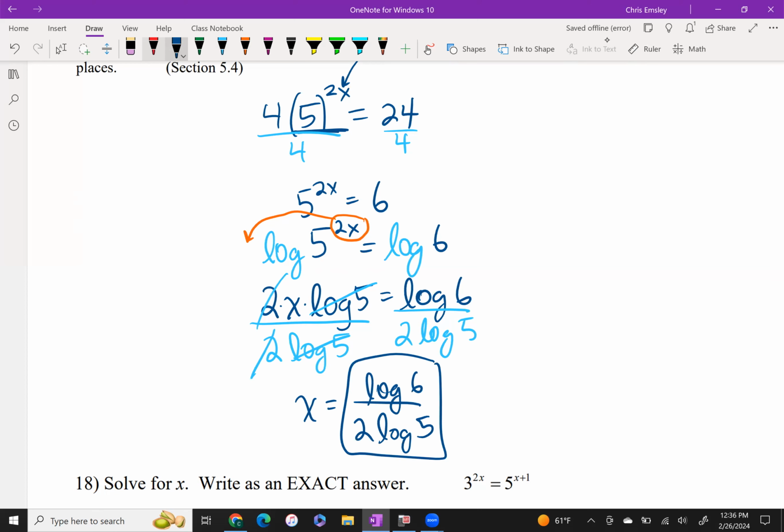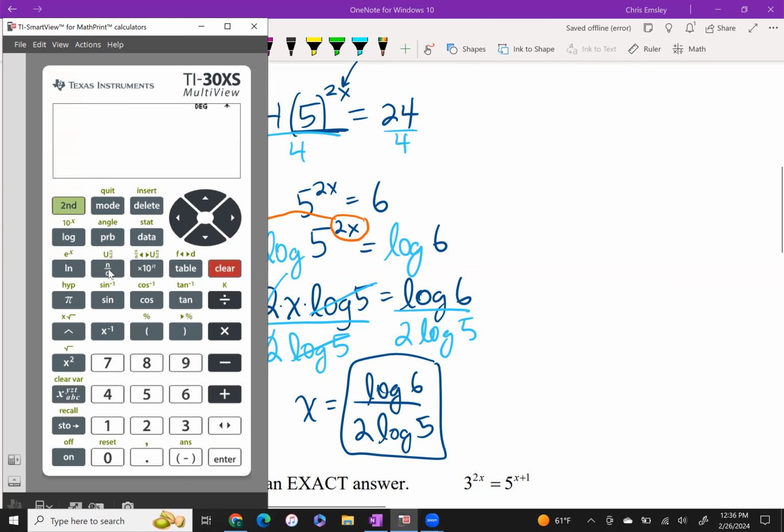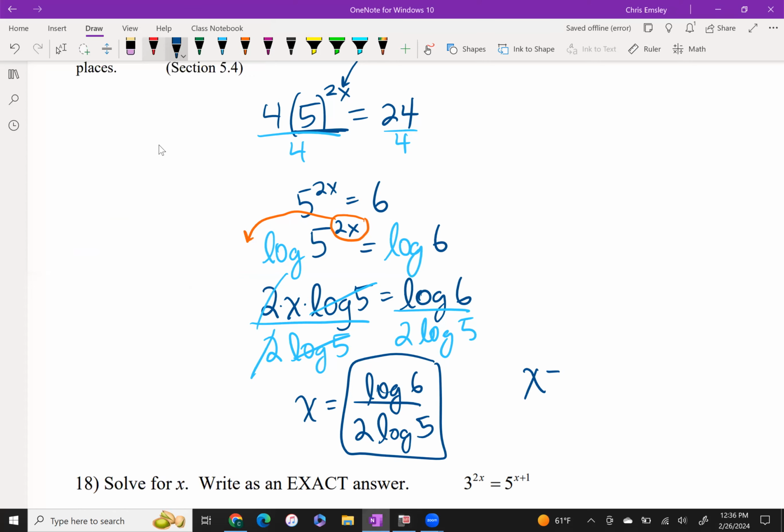To get an approximate solution, I think this one asks for both. That's when we would grab our calculator and go ahead and type that in. We have log of 6 on the top and 2 times log of 5 on the bottom. And we'll go ahead and round that to 2 decimal places, the approximate. Notice we want to round. Be careful with your rounding. Don't just stop. So x equals 0.56 when we round. This is the approximate answer.